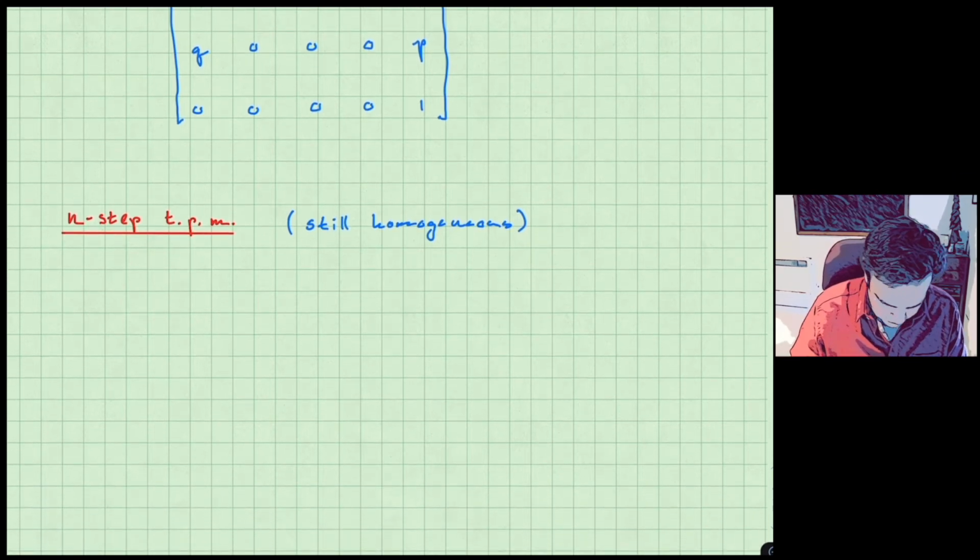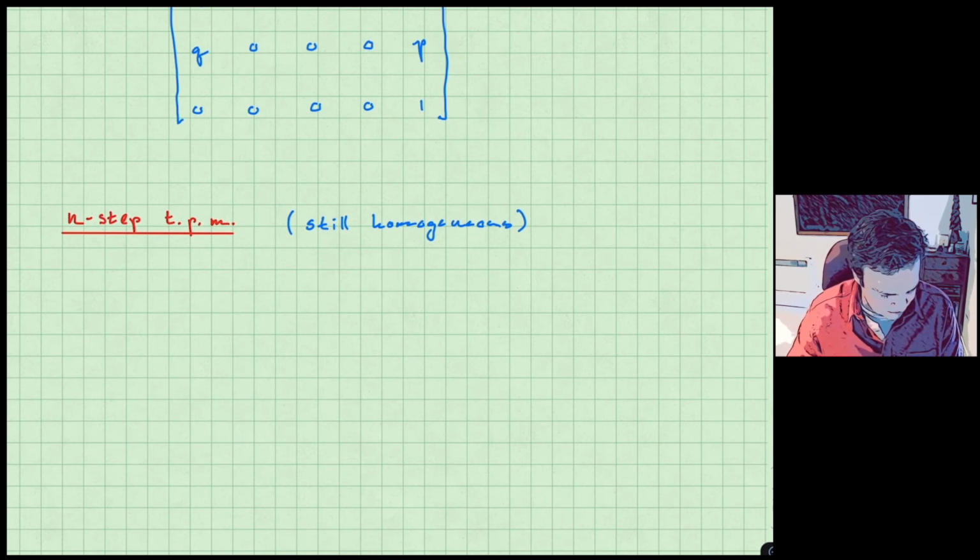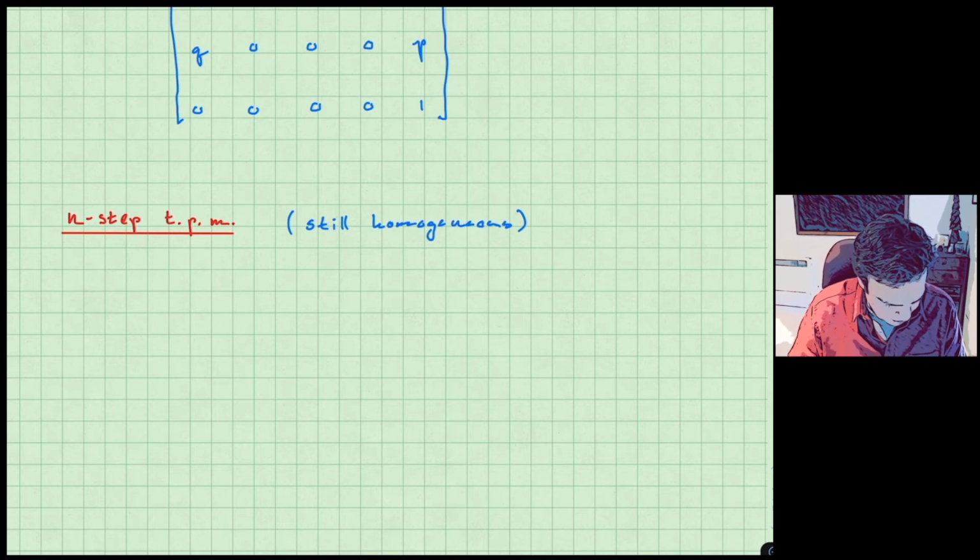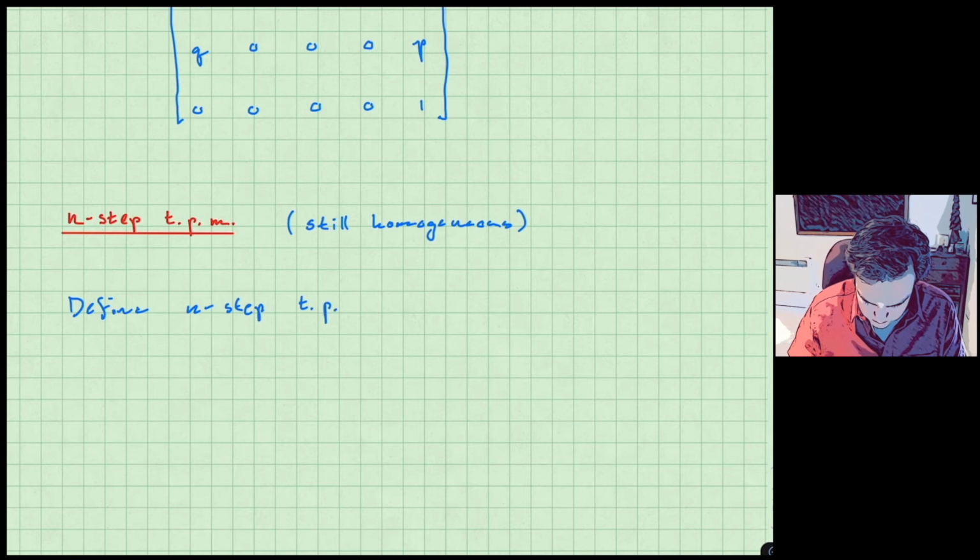Okay, so let's just write down the reason I'm kind of harping on this, I think, is because the notation is a little bit ugly. So we're going to define the n-step transition probability matrix to be the following thing.